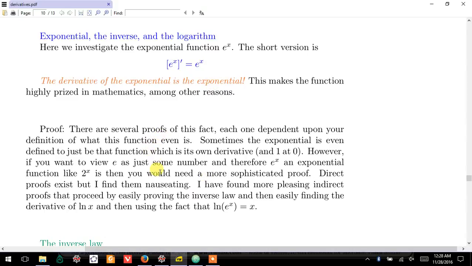Now, however, many viewers will be familiar with e as being some number that they saw in high school, defined perhaps by some limit formula. And if that's your definition of e, then a proof is demanded here. Now, a direct proof I find really nauseating. I've seen a couple of them, and I did not feel like I was any better for having seen them. So I will not do a direct proof, but I do know of an indirect proof that goes by way of a few facts that you need to know anyway.